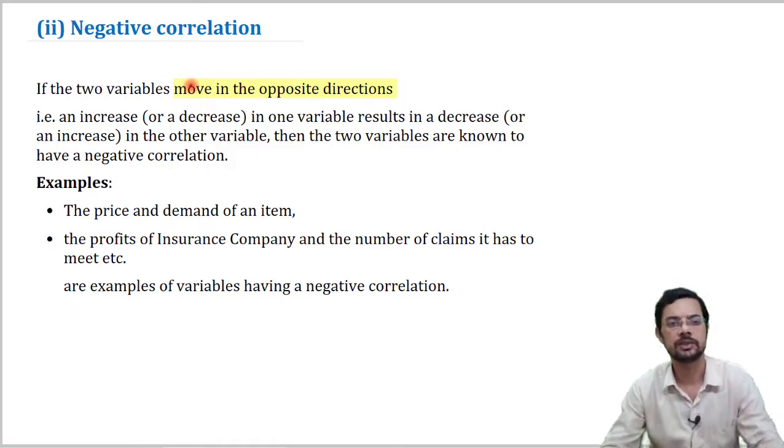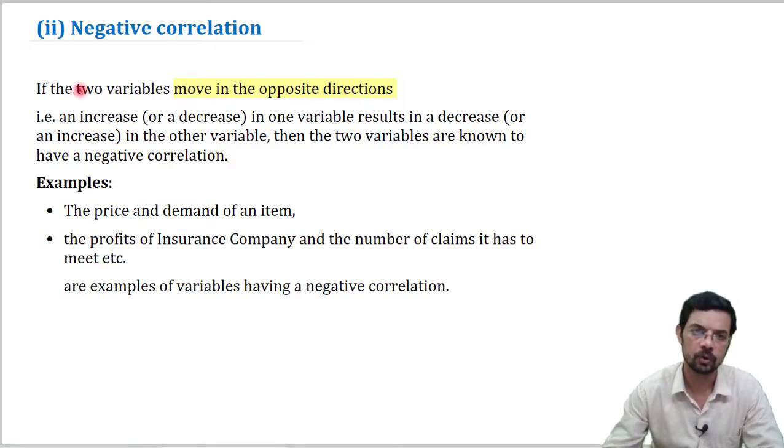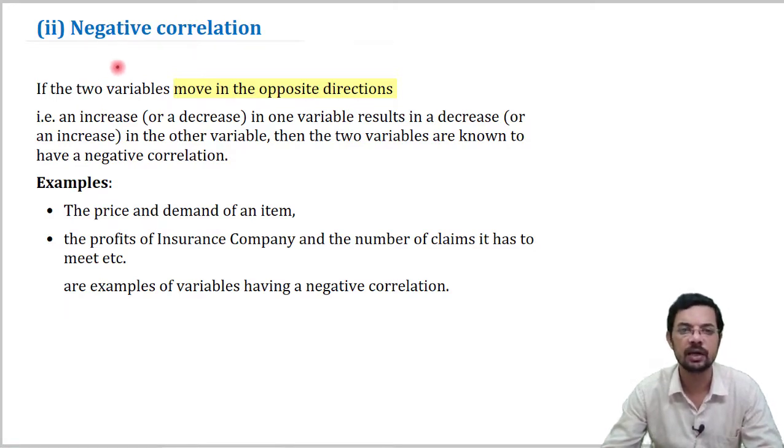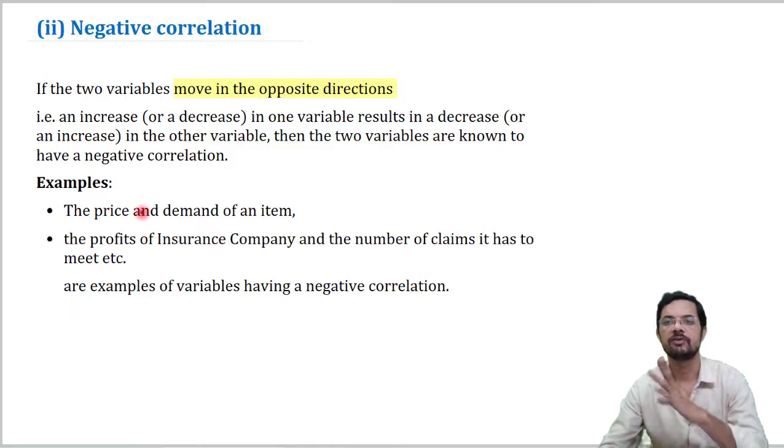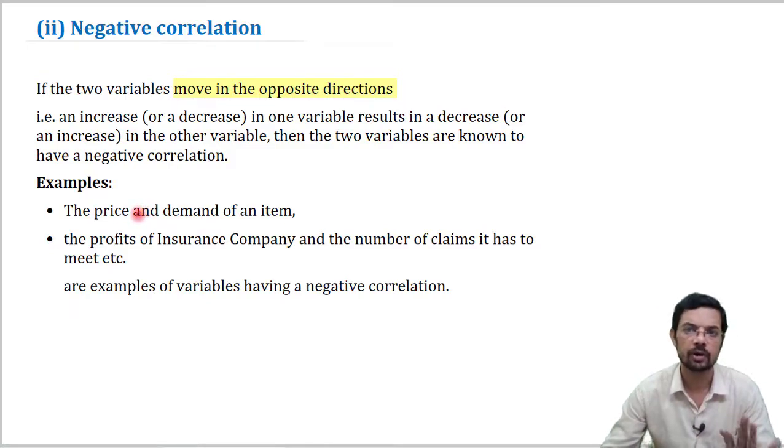So, in that case, we say that the correlation between the variables is negative. Okay, they are negatively correlated. So, we can have an example of price and demand. The two variables are price and demand. When the price increases, the demand of the item decreases. We are talking about regular commodities.